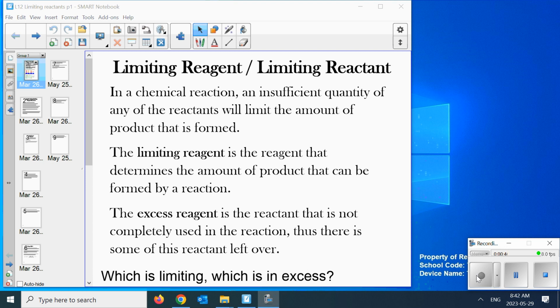In a chemical reaction, an insufficient quantity of any of the reactants will limit the amount of product that's formed. The limiting reagent is the reactant that determines the amount of product that can be formed by a reaction. The excess is the reactant that's not completely used in this reaction. Thus, there is some of this reactant left over.